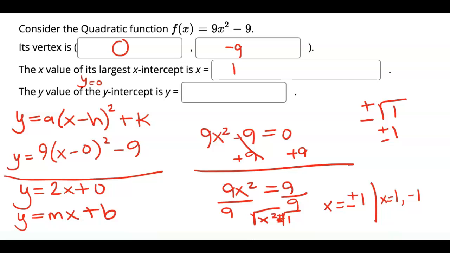Now the y-intercept is a little easier because we can see our vertex was at 0, negative 9, and so that is where our y-intercept is. So it's just going to be negative 9. But similarly, you can say, well, I know my y-intercept is where x equals 0. Substitute that in and solve, which we'd still get negative 9. So there you go.